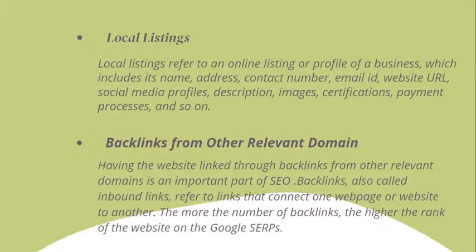Local listing refers to an online listing or profile of a business which includes its name, address, contact number, email ID, then website URL, social media profiles, description, images, and certification, as well as payment process also. So these are very important things that should be mentioned on the contact page of your website, or on each page of your website. So it's very easy to find out, right, in the local listing.